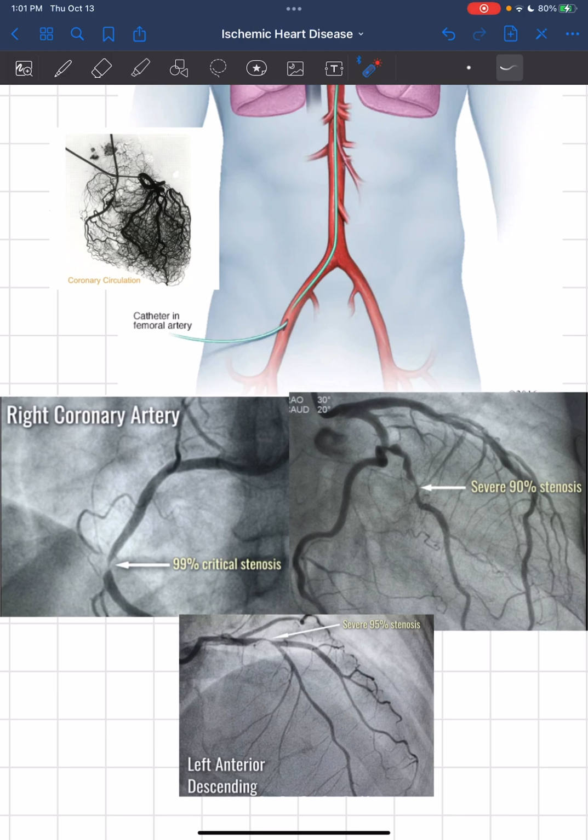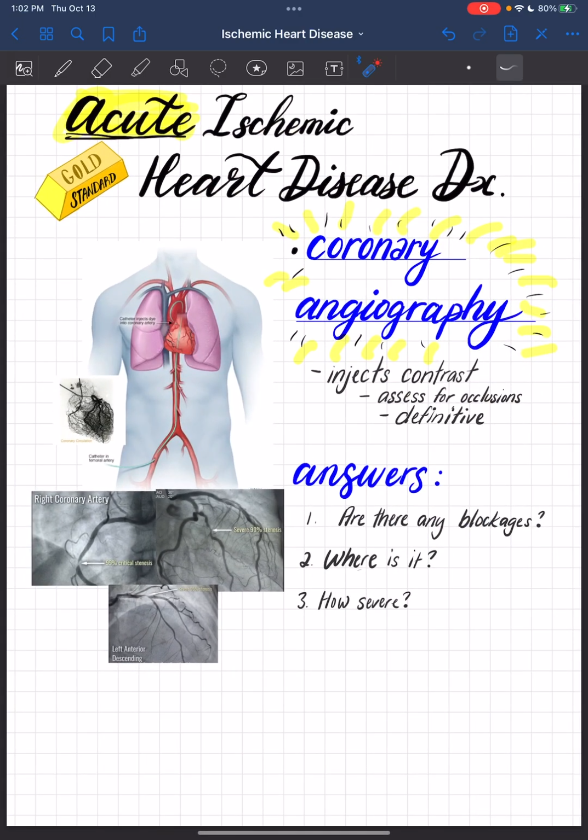So an example of this, I put some pictures up here. This is a right coronary artery stenosis. This is a left circumflex. And this is a left anterior descending. And so the cardiologist is going to be able to look at the occlusion and try to figure out what the best treatment is for this patient and how they can restore the perfusion.